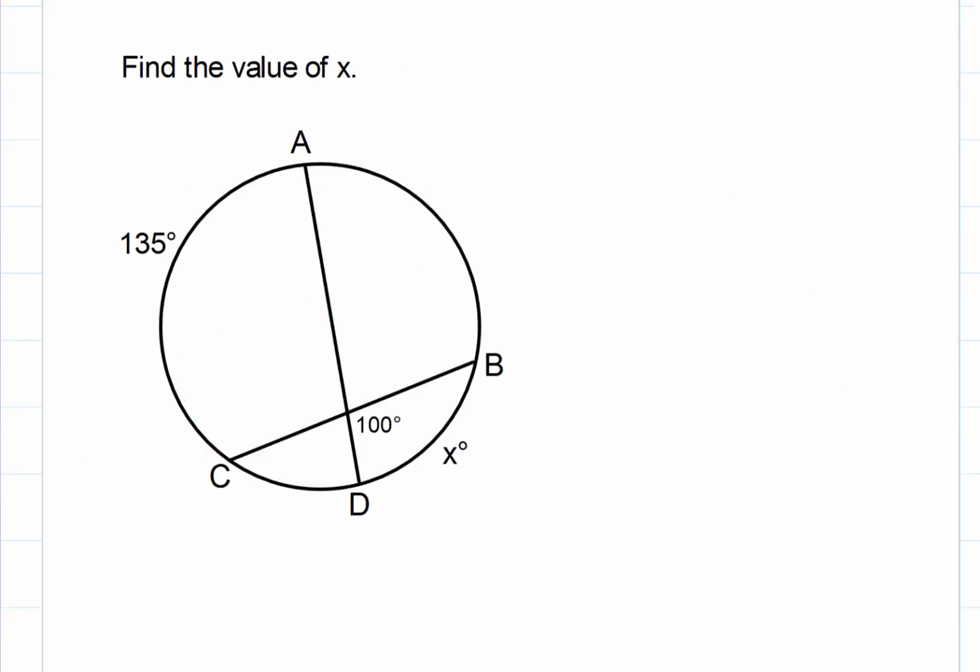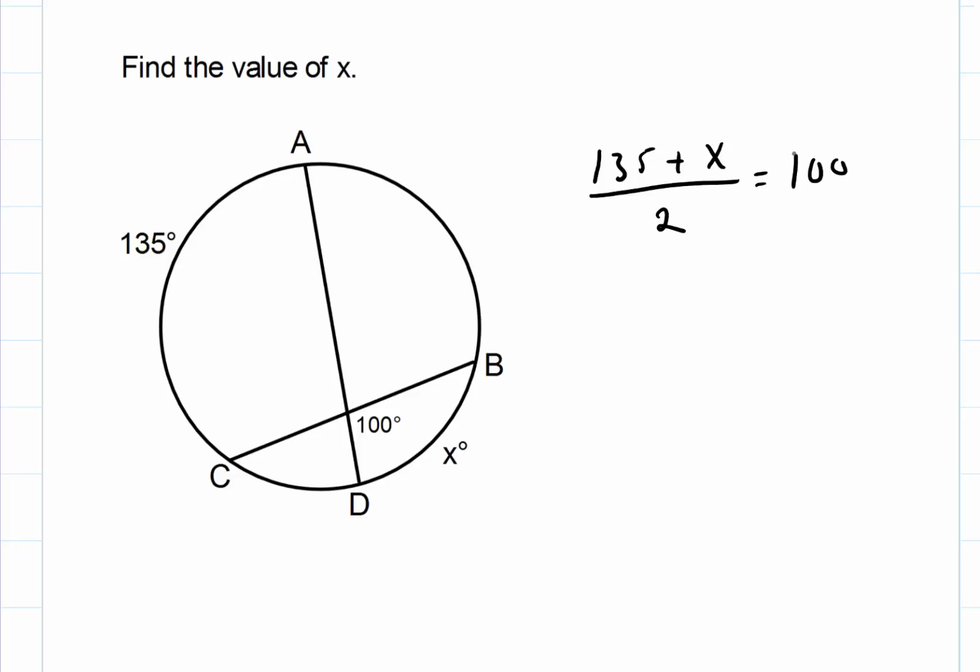Here again, we're not given both of the intercepted arcs, nor are we asked to find the interior angle. We are given the interior angle, and we're asked to find one of the arcs. Well, we just set up the same equation. We'll take one arc, 135 degrees, plus the other arc, which in this case is x. Divide that by 2, and that will equal the measure of that interior angle, 100 degrees.